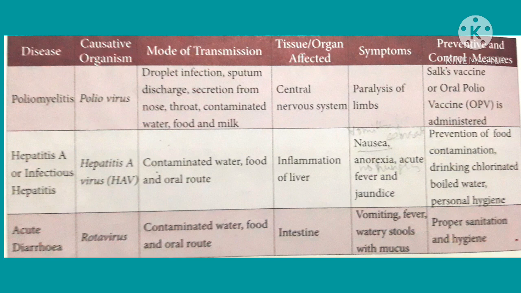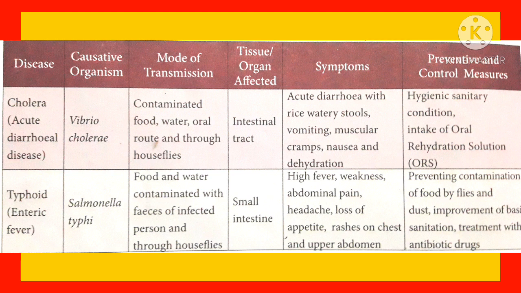Dear children, so next one, the waterborne disease caused by bacteria. Okay, the disease cholera, acute diarrheal disease. Causative organism, Vibrio cholerae. Which is the causative organism? Vibrio cholerae. Mode of transmission.